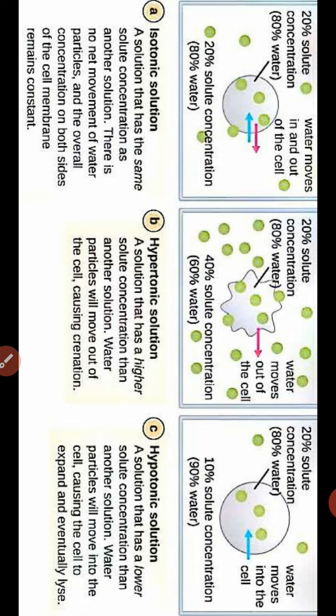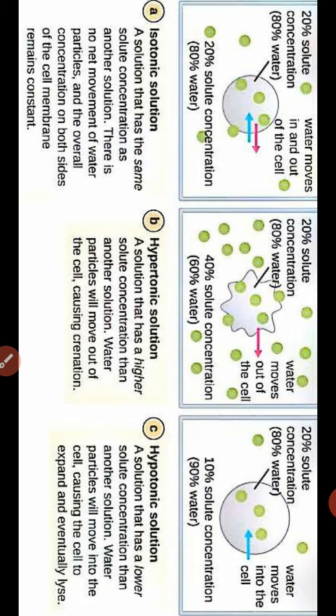You can see in the diagram, inside the cell there is 20% solute concentration and 80% water, and the same outside, 20% solute concentration and 80% water. Now let's look at the hypertonic solution.